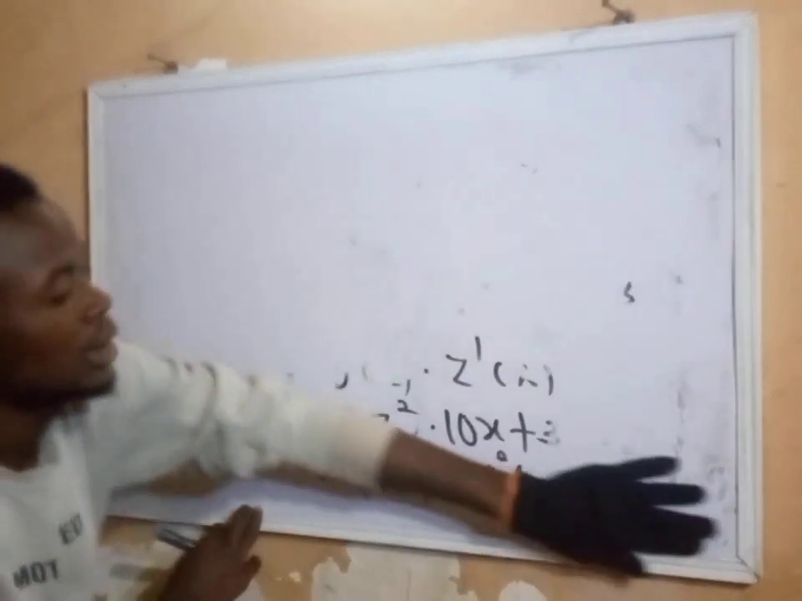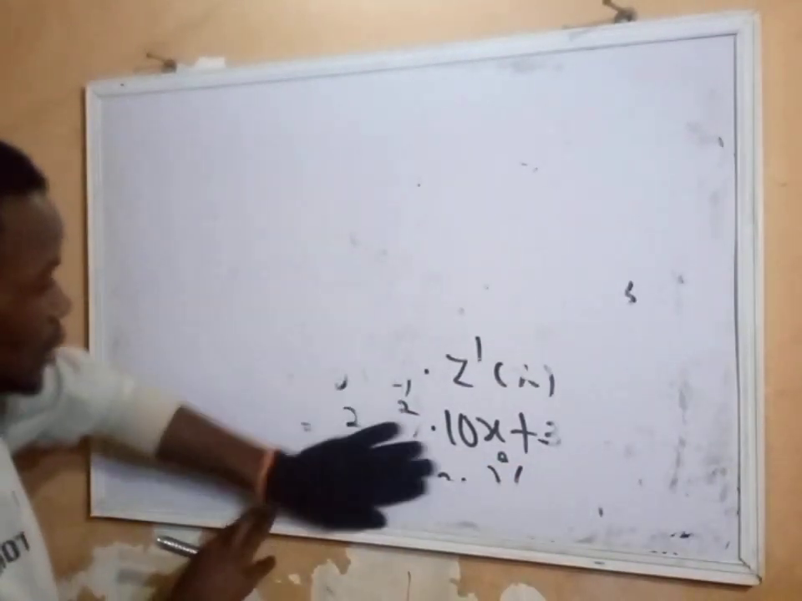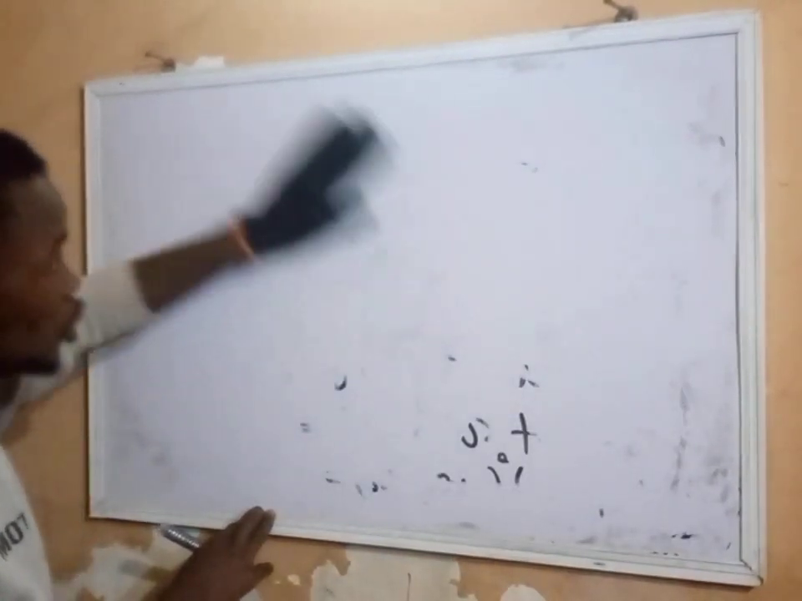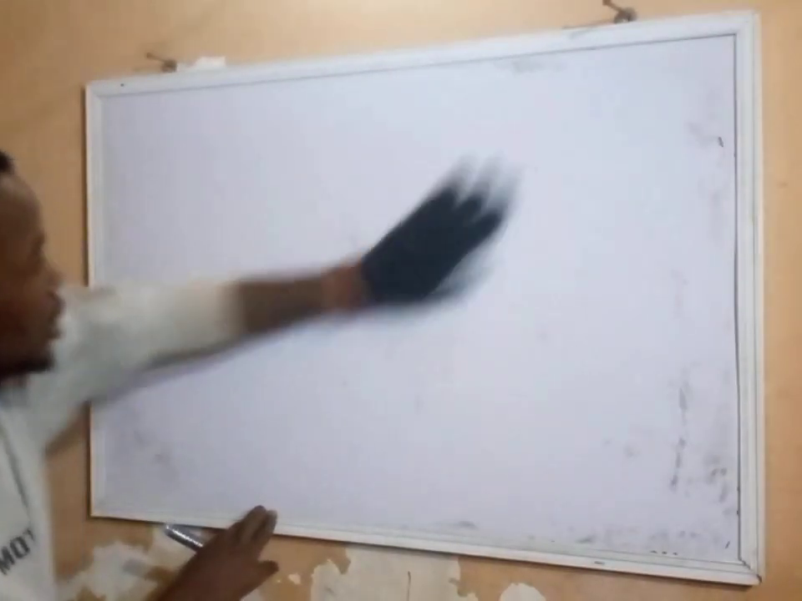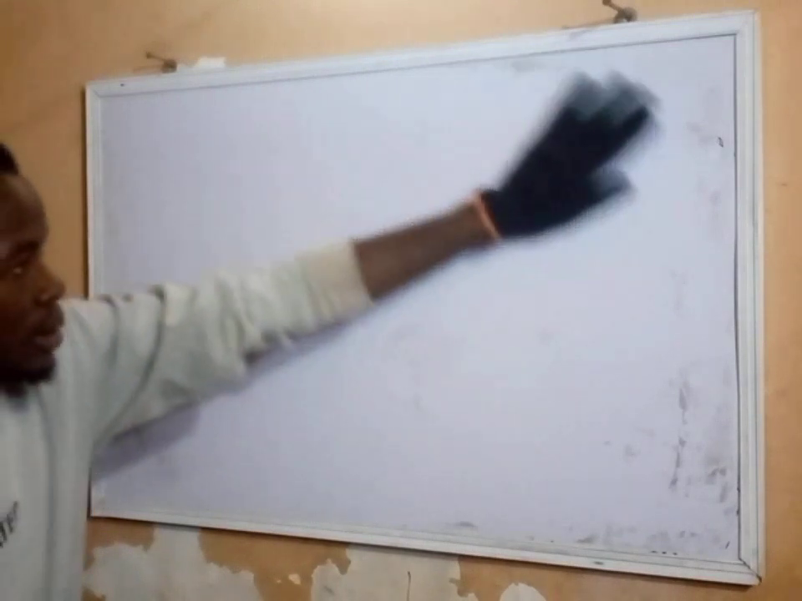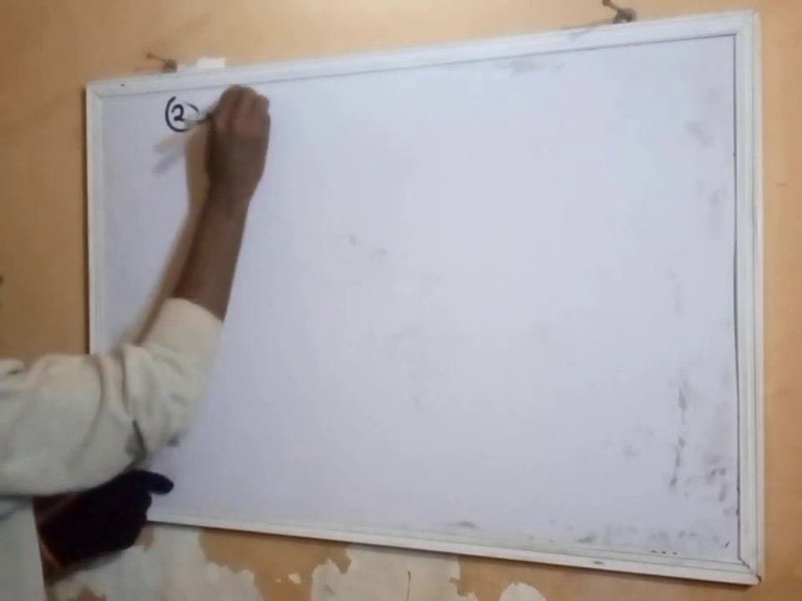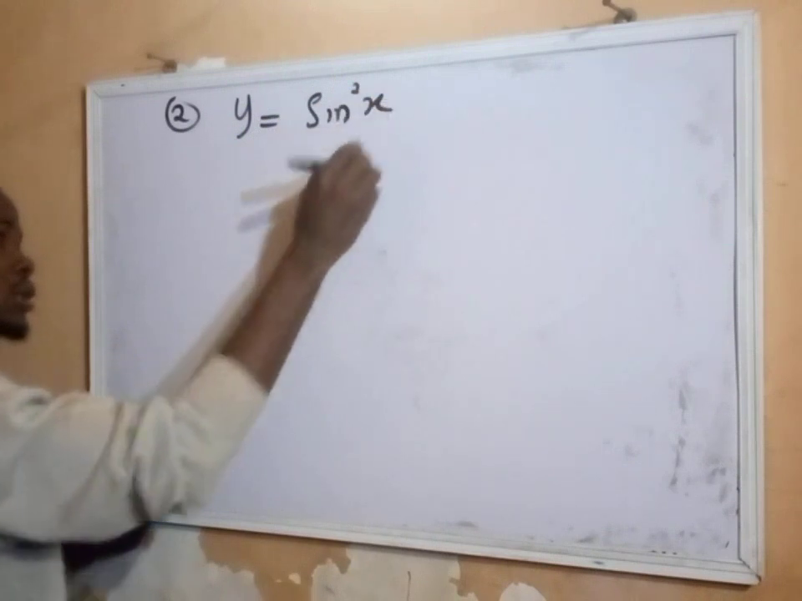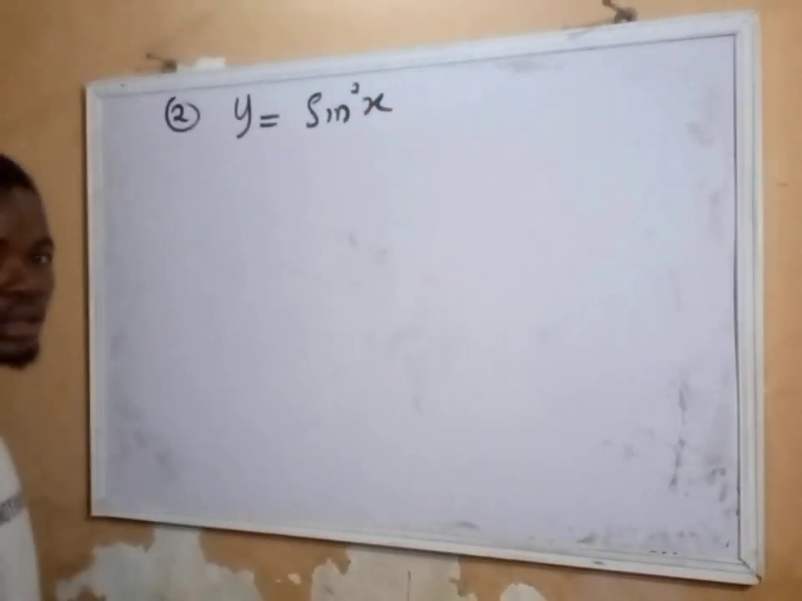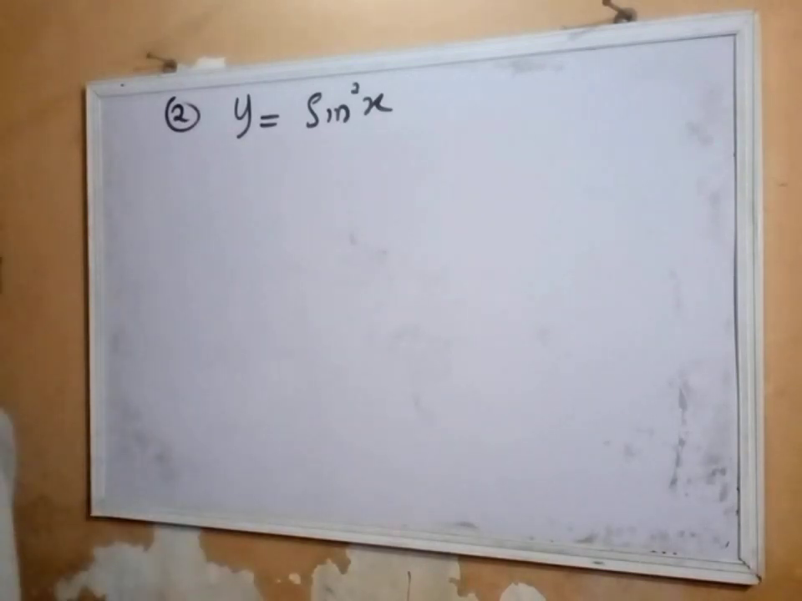So I'm going to be very fast now. I just used this one since it's the first example, that's why I was very slow. So let's see how to do this in a very fast way. I'm still applying the same process, but I'm going to be fast. Okay, example 2. Suppose we have y equals to sine square of x. Definitely this is a function in another function.